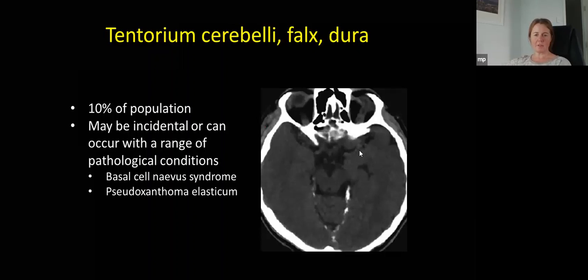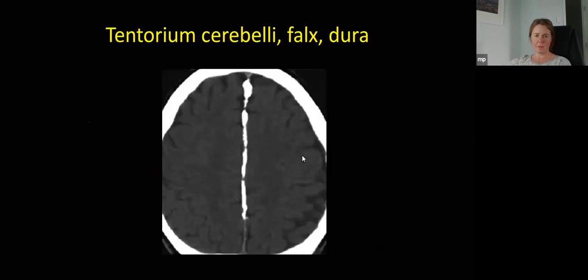So what else can calcify in normal patients? The tentorium, falx, basically anything with dural reflection. So 10% of patients will have tentorial calcification. Now this isn't a consequence of previous subdural, but it can also occur as a result of various conditions. So basal cell nevus syndrome and pseudoxanthoma elasticum are two of them. And this can be a normal appearance in patients as well. It can often be anterior, but it can really be anywhere.